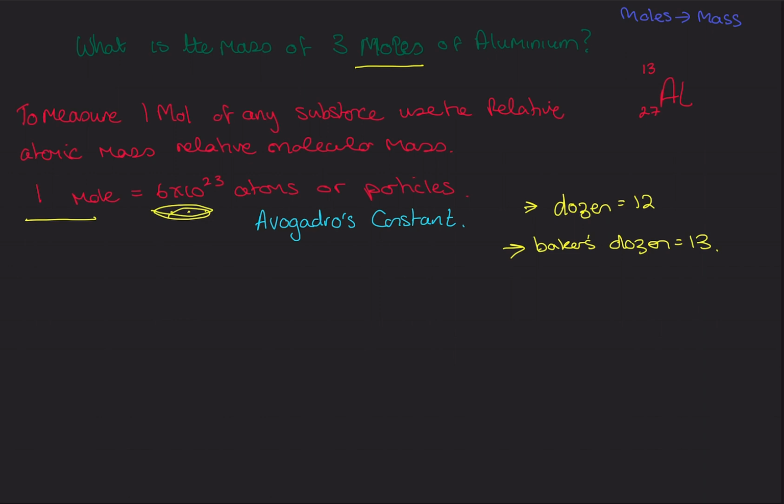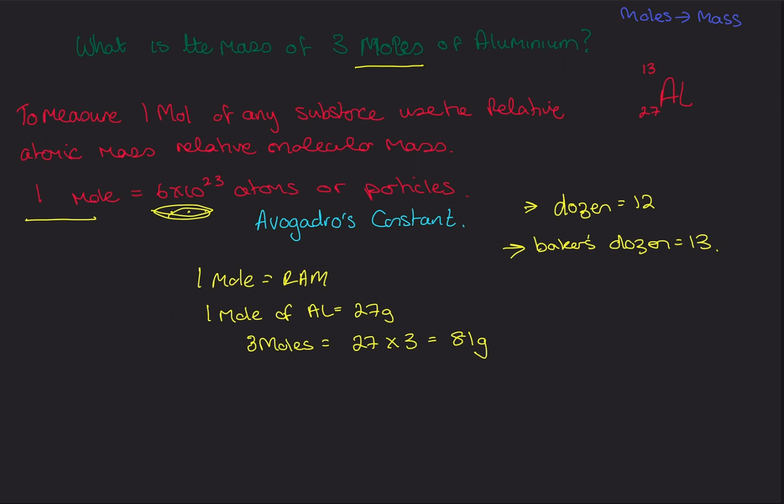Okay, and to measure out 1 mole of anything, we look at our periodic table and we look at the relative atomic mass. So aluminium has a relative atomic mass, if you round it, of 27. So that's 27 atomic mass units. So if 1 mole is equal to the relative atomic mass, which is 27, so 1 mole of aluminium is equal to 27 grams, then 3 moles is equal to that mass multiplied by 3. That's going to get you the mass for 3 moles, which is 81 grams. So to get 3 moles of aluminium, you have to weigh out 81 grams.